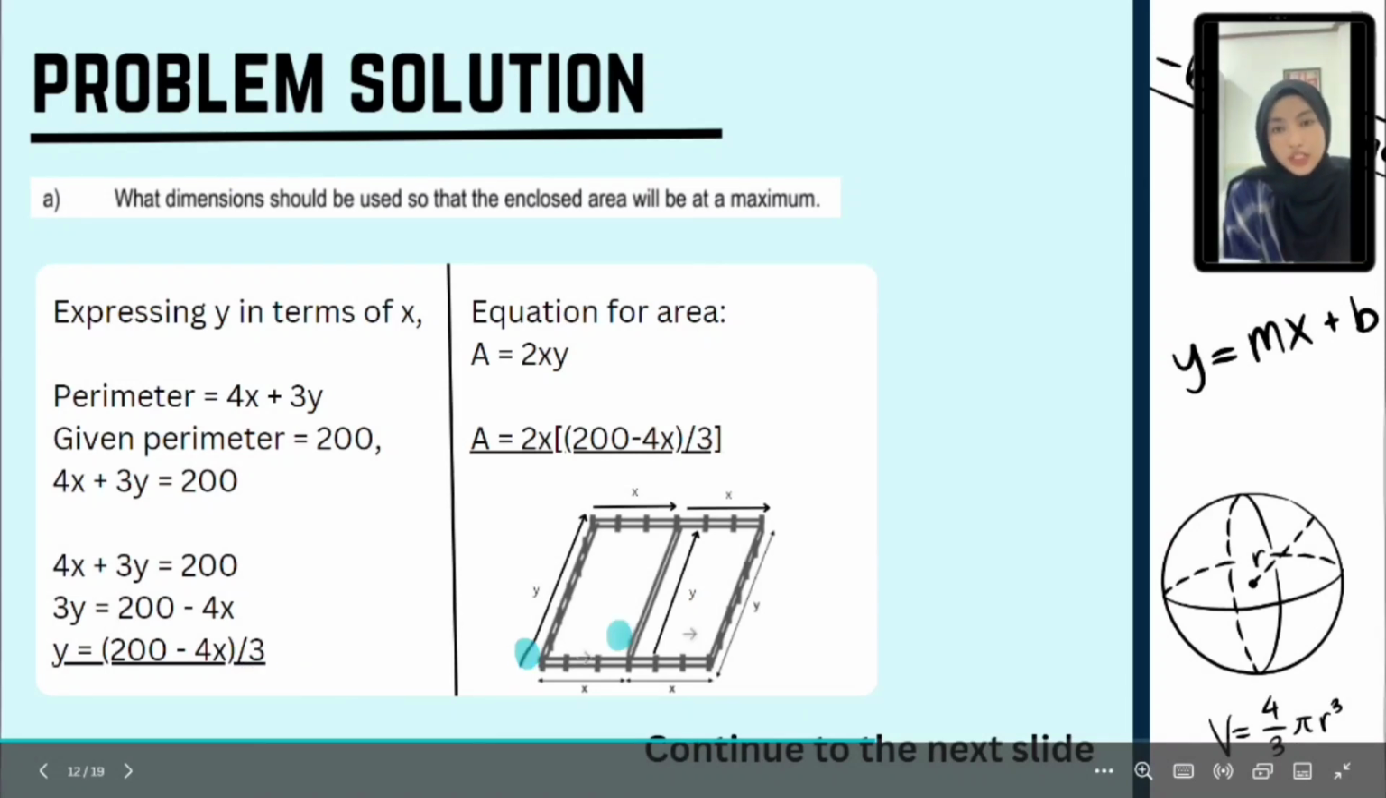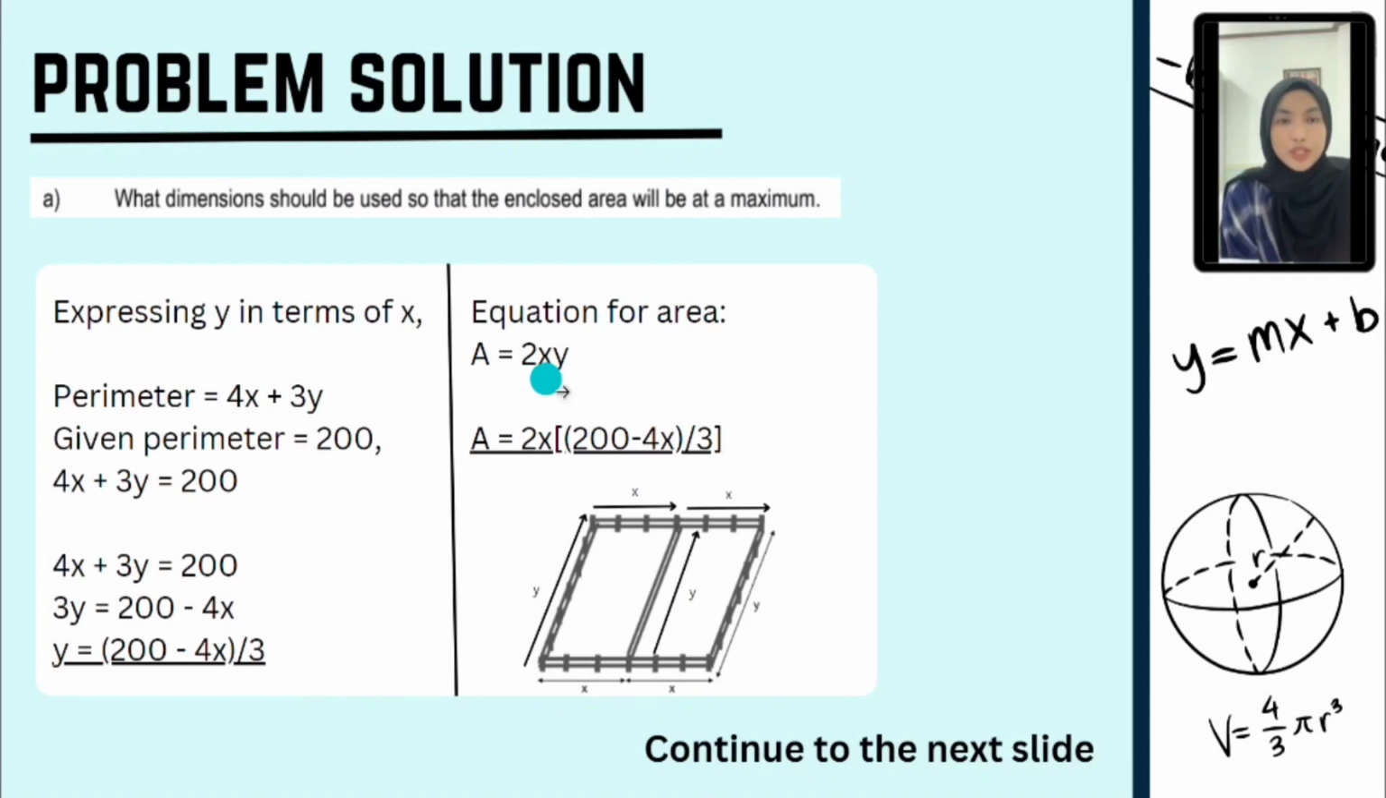As for the equation for the whole area, we multiply the length and width, which is A equals 2x times y. After that, we can substitute the y equation that we got into our area equation, so A equals 2x times (200 minus 4x) divided by 3.